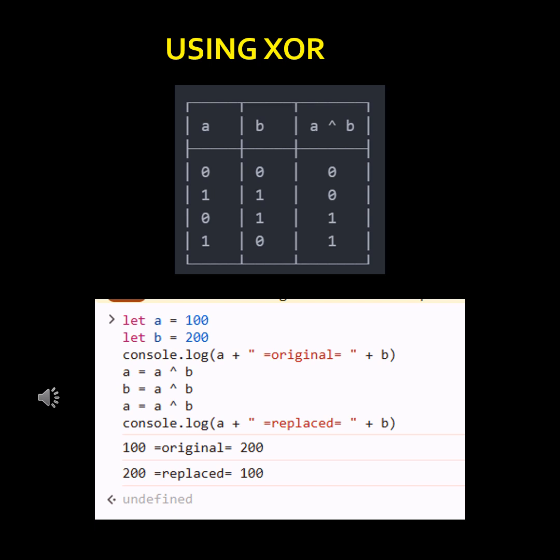With an example, let a equal 100 and b equal 200. So we know the original values now. Now we do a equal to a XOR b, b equal to a XOR b, and a equal to a XOR b. So the values are swapped now. It is a similar kind of approach to what we did in the add and subtract approach. With this approach as well, the values get swapped.